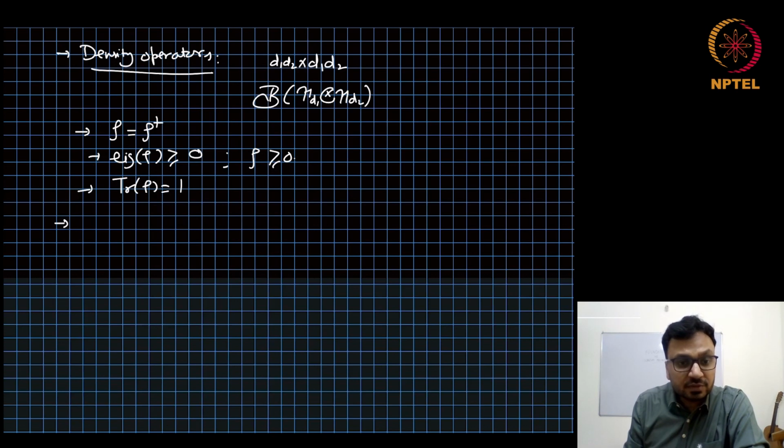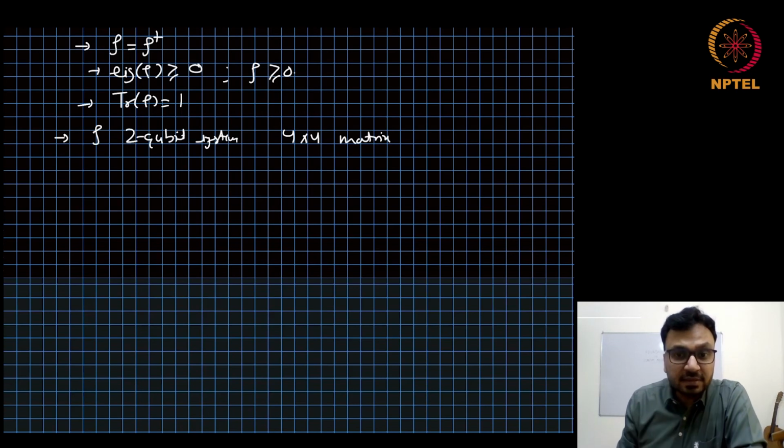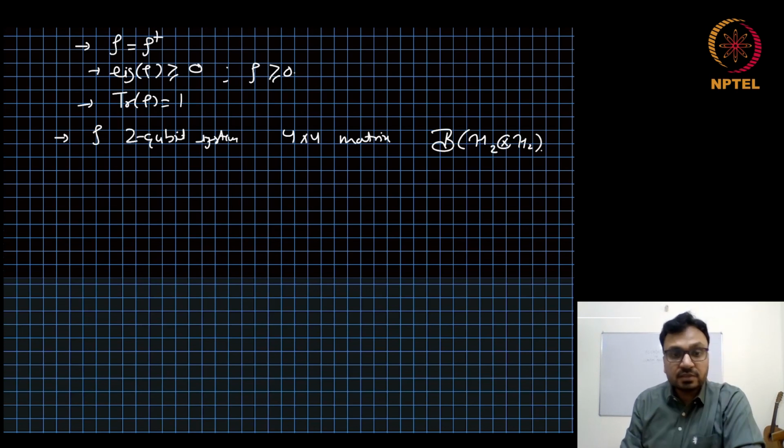Let us take the example of qubits. The density operator rho of a 2-qubit system is a 4 by 4 matrix, and since it is from the set of all the operators acting on H2 tensor H2, they form a vector space. Like all the 4 by 4 complex matrices form a vector space.